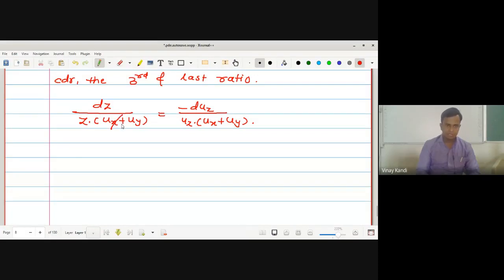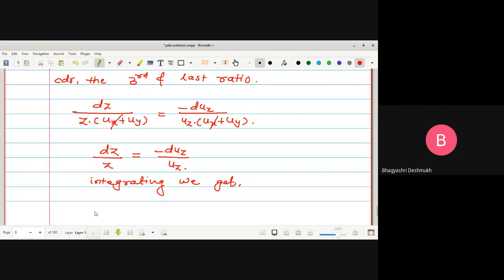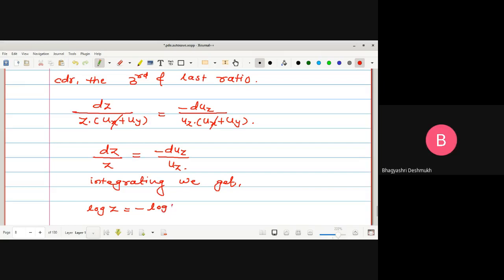Solve this one. This gets cancelled. So here we get dz upon z, which is equal to minus duz upon uz. Now integrating, we get log z is equal to minus log of uz plus log of a.